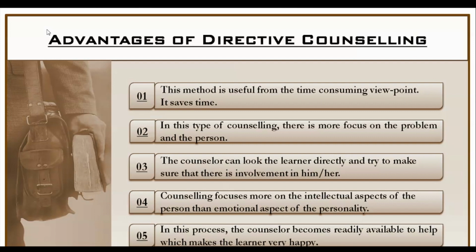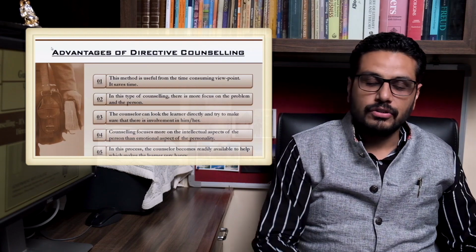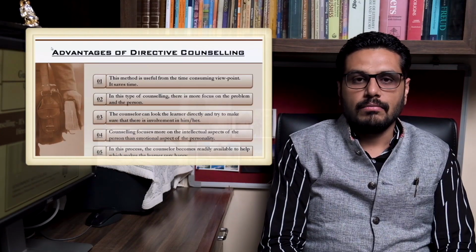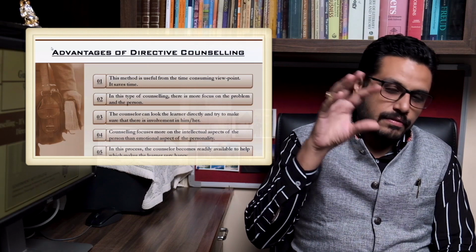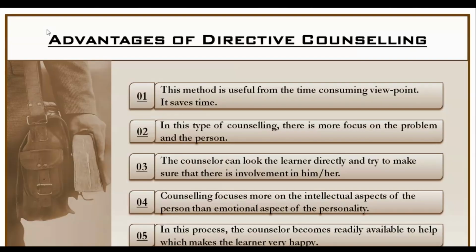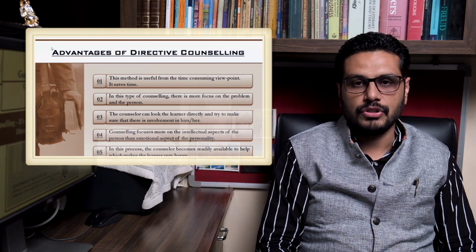Third is the counselor can look at the learner directly and try to make sure that there is involvement in him or her. You should be very aware of whether that person is involved, because remember, you are pushing that person towards something. Okay, then counseling focuses more on intellectual aspects of the person than emotional. So you are more into the mind of that person and not into his feelings or emotions and senses. And that makes you very pinpoint. You are directly at something. And in this particular process, the counselor becomes readily available to help, which makes the learner very happy. You are at that place instantly, okay, because it is a direct problem for which you have a direct solution.